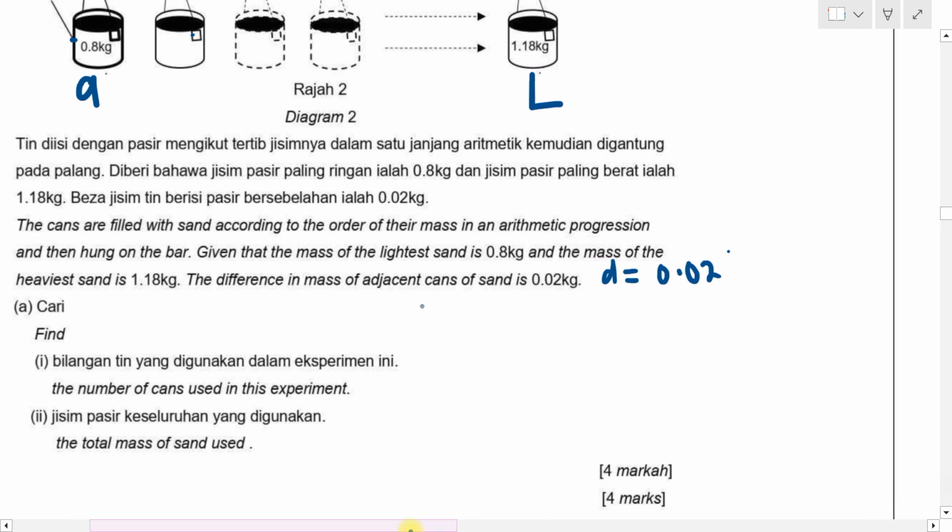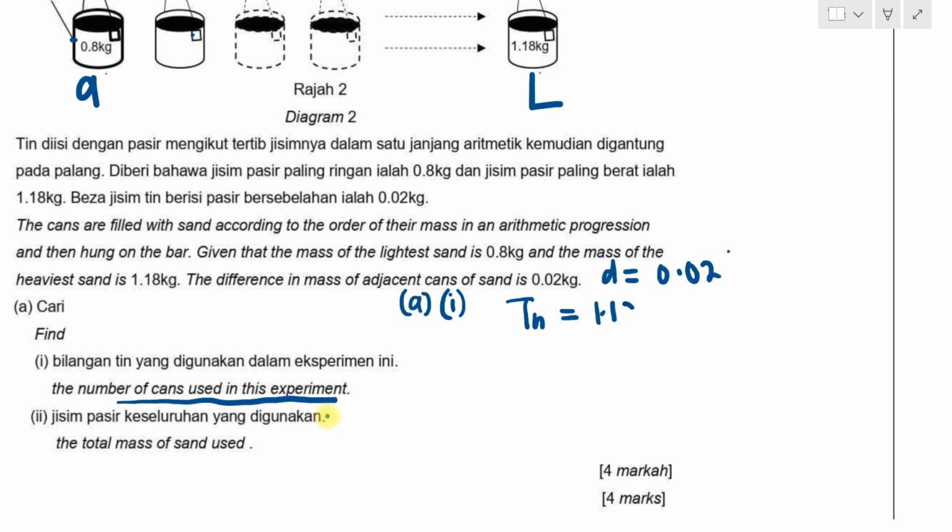Okay, A1. Find the number of cans being used in this experiment. We know the final one is 1.18 kg, so we need to calculate Tn, not Sn. We need to find which number can is the last one. Once we find that, that is the number of cans used in this experiment. So Tn equals 1.18 kg. What is your A? A is 0.8 plus n minus 1 times your D, which is positive 0.02, equals 1.18.